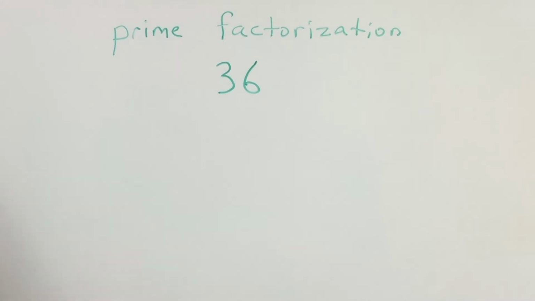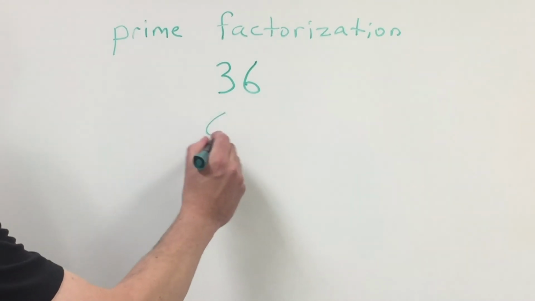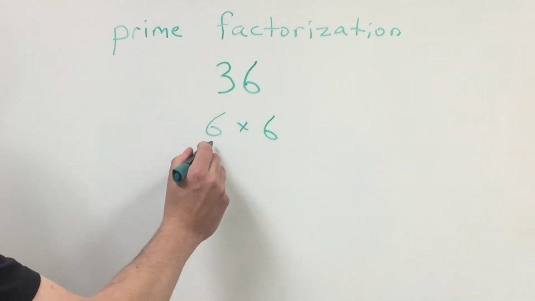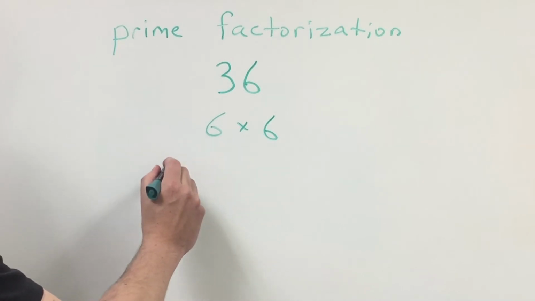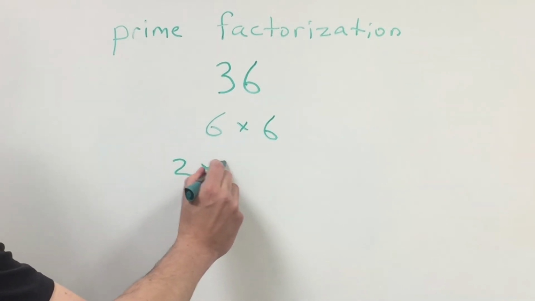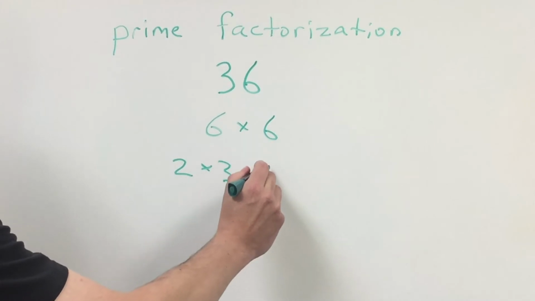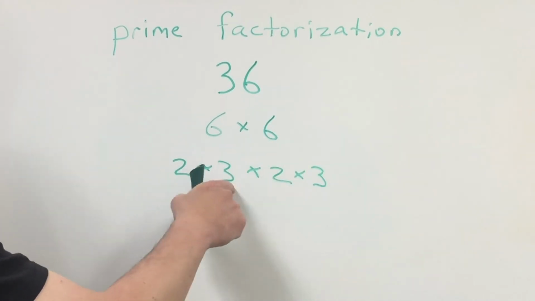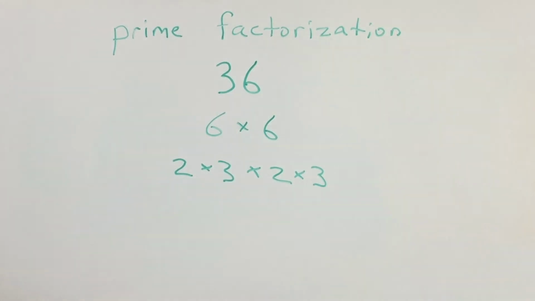So here's a factorization of 36 that we can start with. 6 times 6. Well, 6 can be factorized as 2 times 3. And 2 and 3 are prime. But we didn't have to use 6 and 6. We can just use any factorization that comes to mind, as long as it's correct.